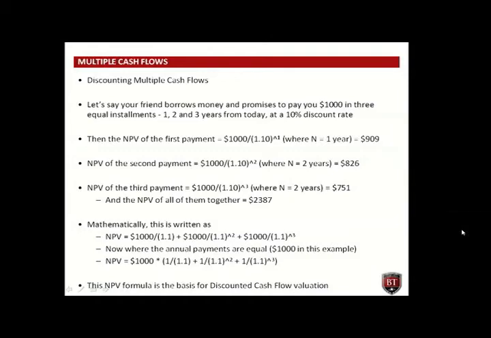And what we have on the slide is how this NPV would be mathematically expressed. And when you've got $1,000 or the same amount of payment occurring at the end of each period, you can essentially take that out as a common amount, and what you have is a sum of the discount factors for 1 year, 2 years, and 3 years. So this NPV formula is essentially the basis for a discounted cash flow valuation.